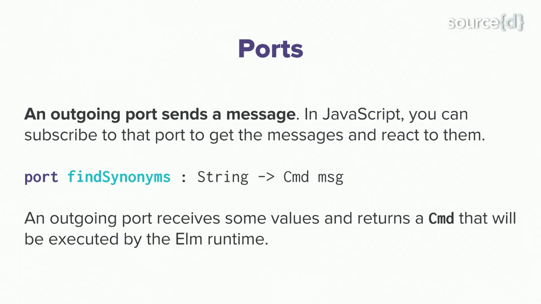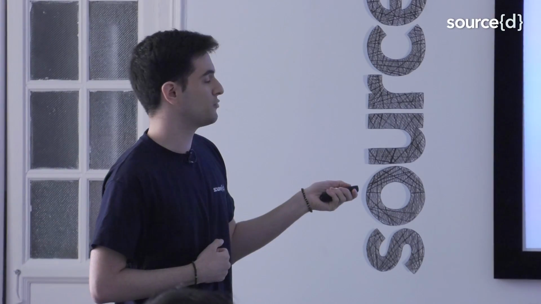So first are outgoing ports. With an outgoing port, you can send a message to JavaScript. For example, in this, the port findSynonyms. We give it a string, which is the word we want the synonym for, and this generates a command that will be executed by the Elm runtime.